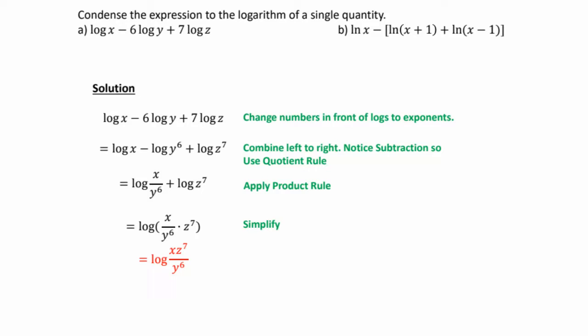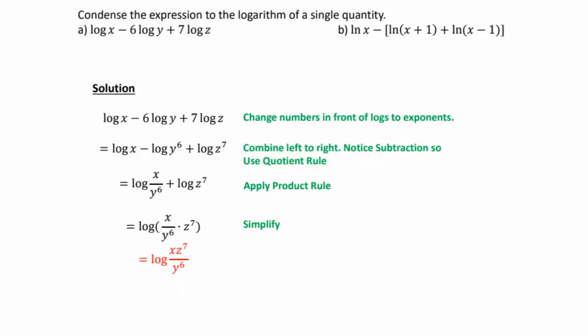So we have log of x minus log of y to the 6 plus log of z to the power 7. Okay. Now that I don't have anything being multiplied to my logs, I don't have any exponents, now I can start applying my condensing rules.